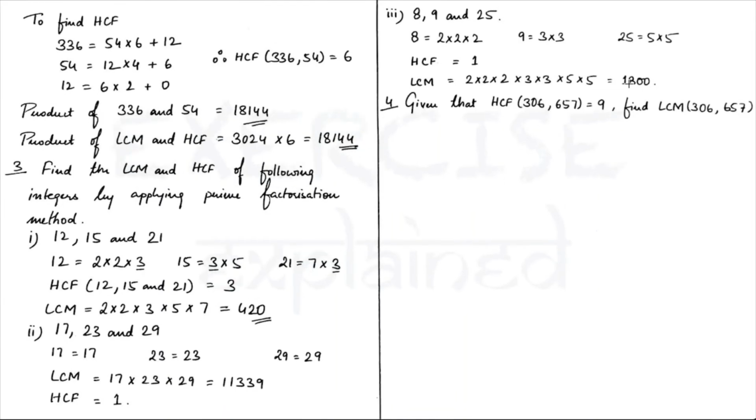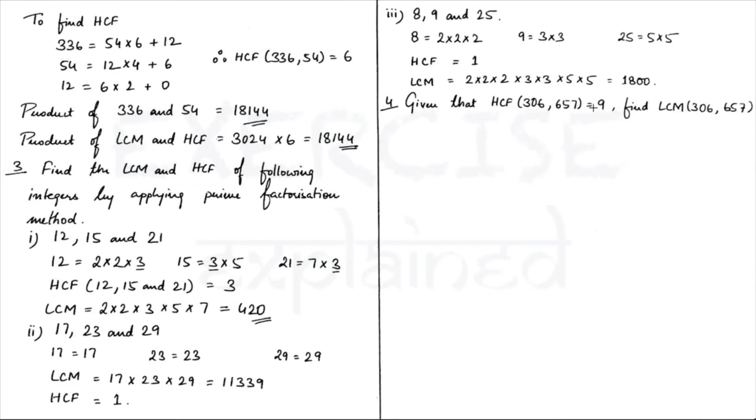So let us get into the fourth question of exercise 2.2 NCERT 10th standard. Given that HCF of 306, 657 is equal to 9, find LCM of 306, 657. As you can see in question number 2, what we proved is product of two numbers is equal to product of LCM and HCF. So we will be using the same property here.